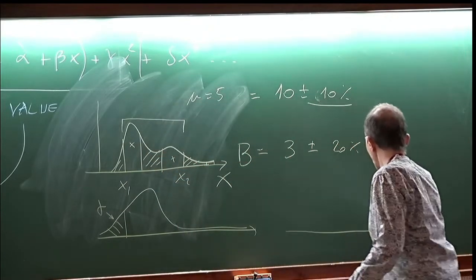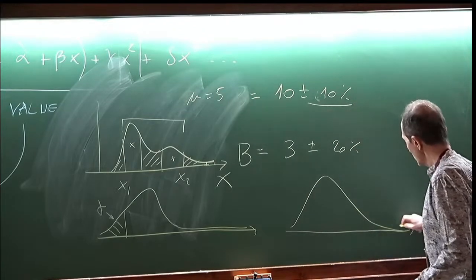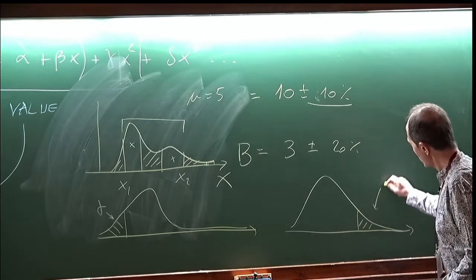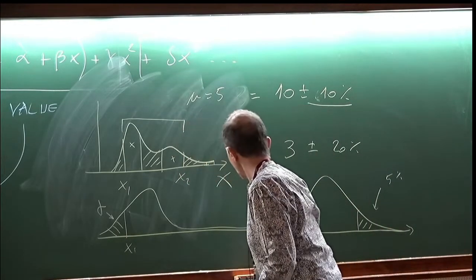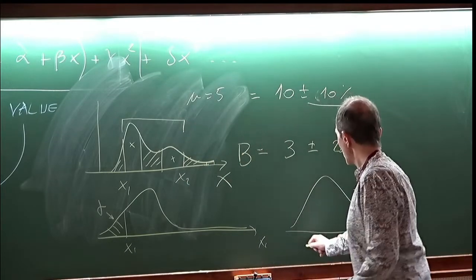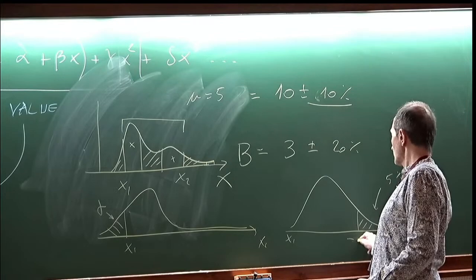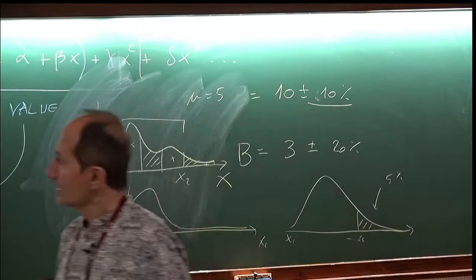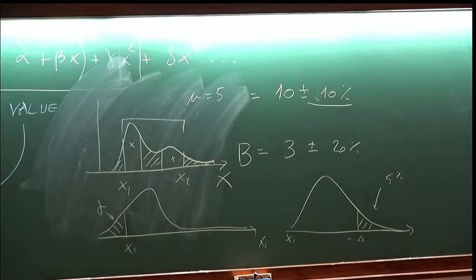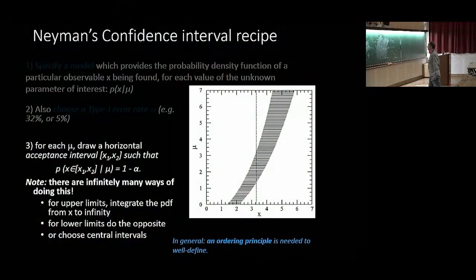If instead you want lower limits, you have to do the opposite. You will take an upper tail and you will find the point where you have 5%. And in this case, you will have x1 here and you will have x2 at infinity. In the other case, you will have x1 at minus infinity and you will have x2 at this point. But if you want an interval, you can choose a central interval. A central interval is the interval that leaves half of alpha here, and half of alpha probability here. This is a central interval, okay?